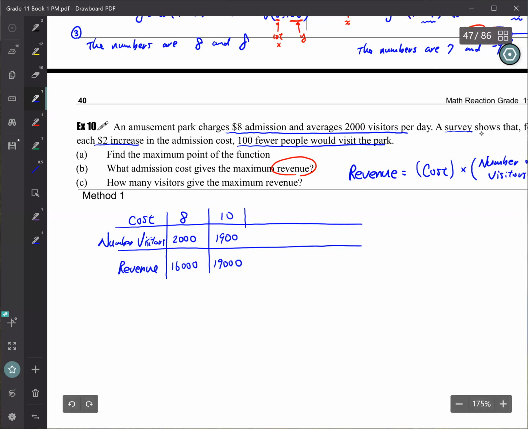So should we increase more? Do you want to increase the price more? Evan, what do you want to do?